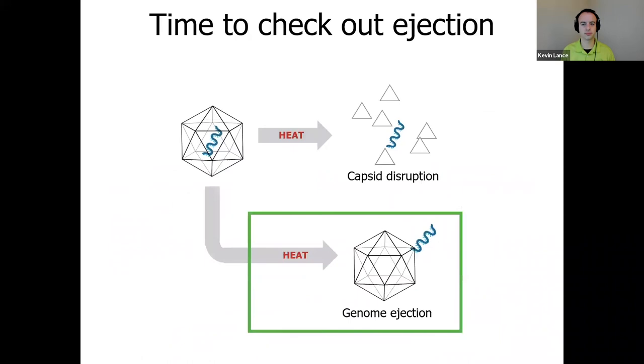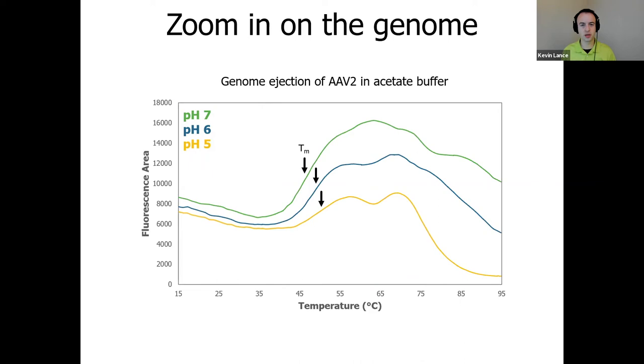Okay, so let's pivot and check out the genome ejection result as well. Here we'll focus in on just the AAV2 sample and the pHs of that acetate buffer, which, if you noticed earlier, were the ones where we had pHs 7, 6, and 5, but 4 was missing. So what happened? Well, if we check out pHs 7, 6, and 5, you can see that trend of changing pH changing the melting behavior of your capsid.